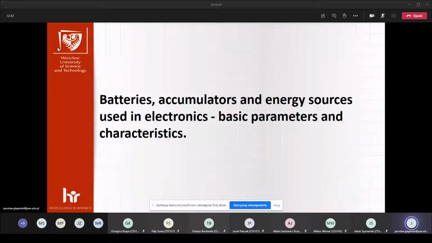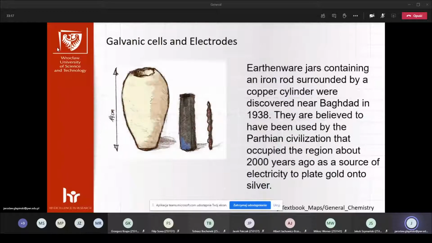We more and more want to go to accumulators and batteries, because we want to be independent. If we are going to build some mobile elements which we can put in our pocket, we need a source of energy that is independent. So probably we'll use some batteries and accumulators. What was the history of the battery, of the accumulators and the other power sources?